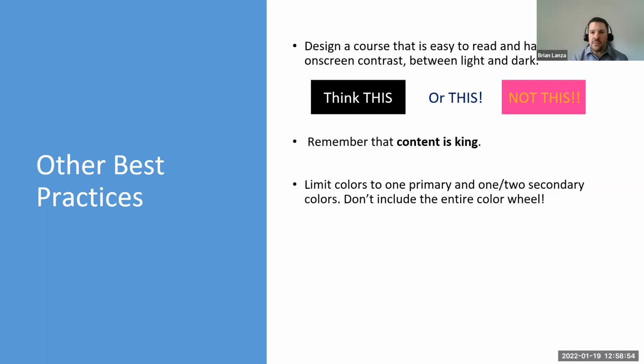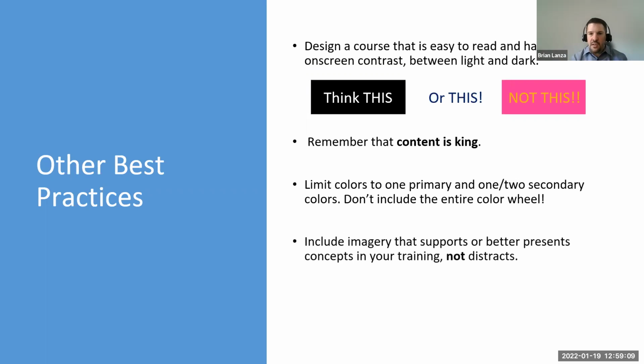Another best practice, guys, with storyboarding is limit yourself to one primary, maybe 1 or 2 secondary colors. Don't go over the entire color wheel. Design a really clean and precise design template. Make sure your imagery supports or better presents your training, not distracts. Don't add an image just because it looks cool. Make sure it does make an impact, and that you're very selective. Sometimes I find selecting images is actually the most time-consuming part of e-learning.